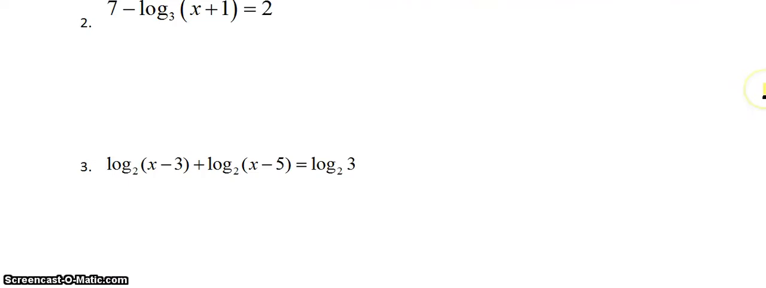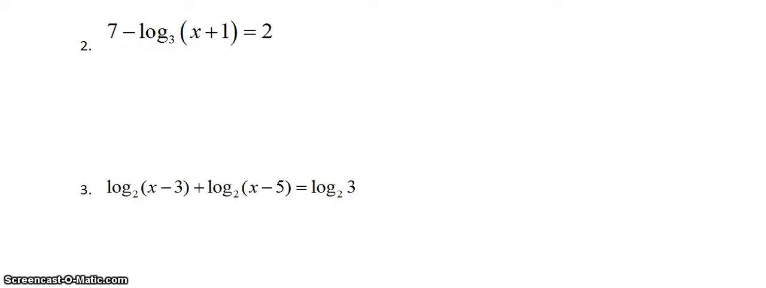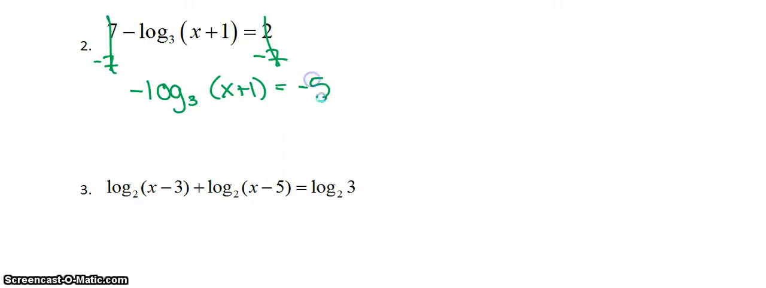So I'm actually going to start with number 2. So first you want to see if you can simplify this. Now, just like any other equation, you always want to go in reverse PEMDAS. So you want to start with addition or subtraction, then multiply or divide, and then you can go all the way to exponents, which the log is inverse of an exponent. So first thing I'm going to do is subtract the 7 from both sides to get rid of that and get the log alone. So I'll have negative log base 3 of x plus 1 equals negative 5.